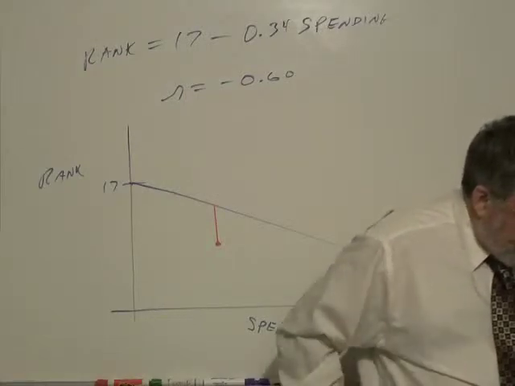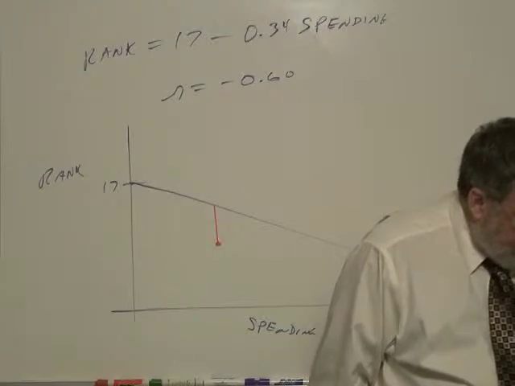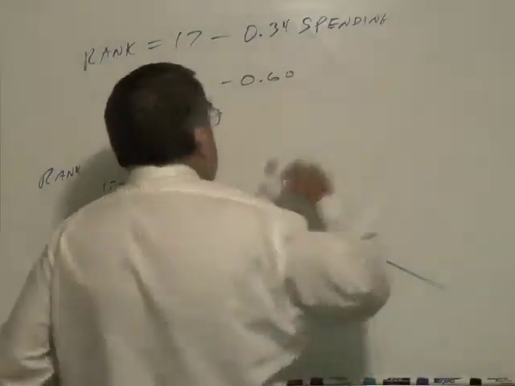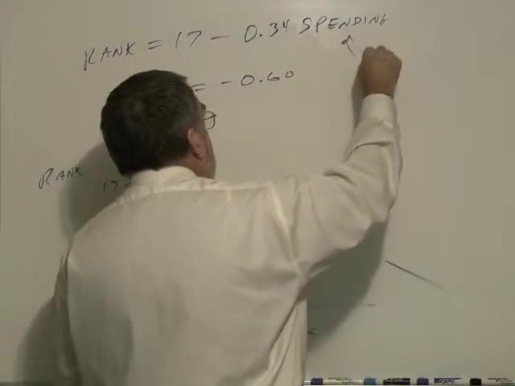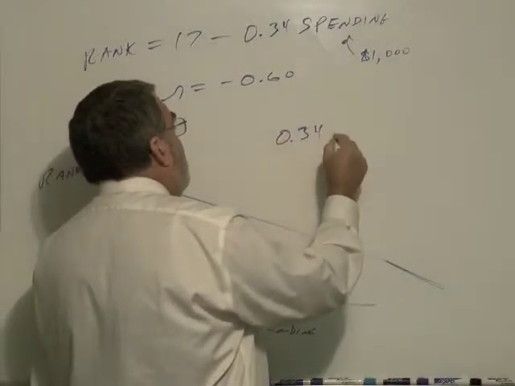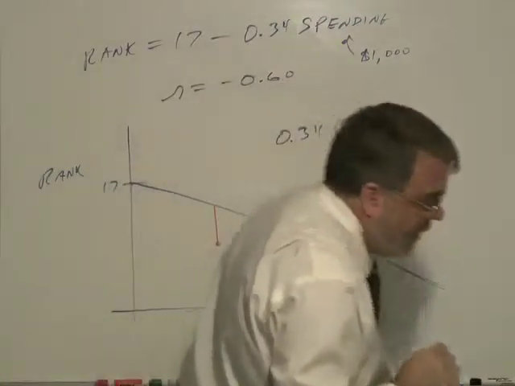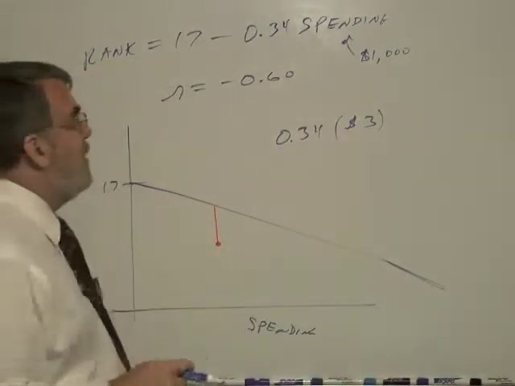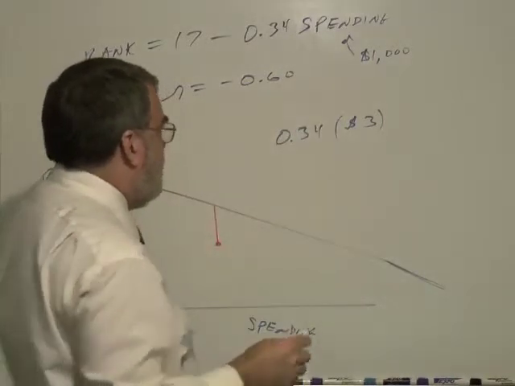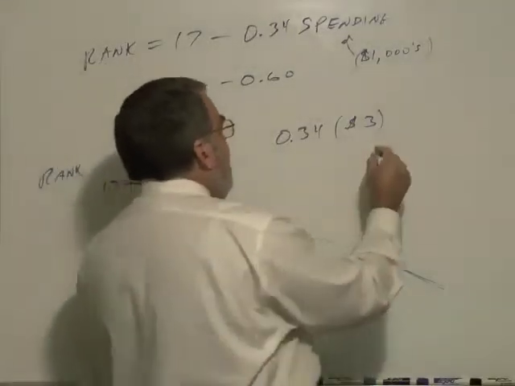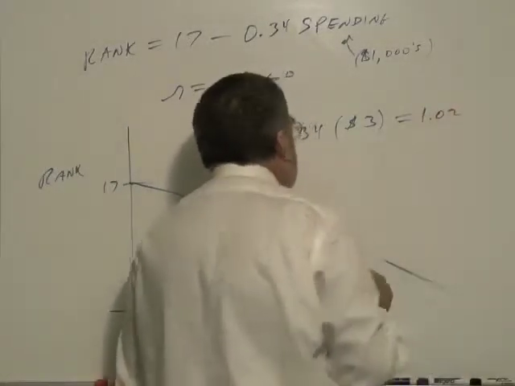Part C, what is the average difference in rank between schools that differ by $3,000 in spending per student per year? All right, so remember, this is in thousands of dollars. So if I take my slope and multiply it by $3, which looks like $3 but is really meant to be in thousands of dollars, so that's times $3,000, this would be about 1.02 would be the rank.